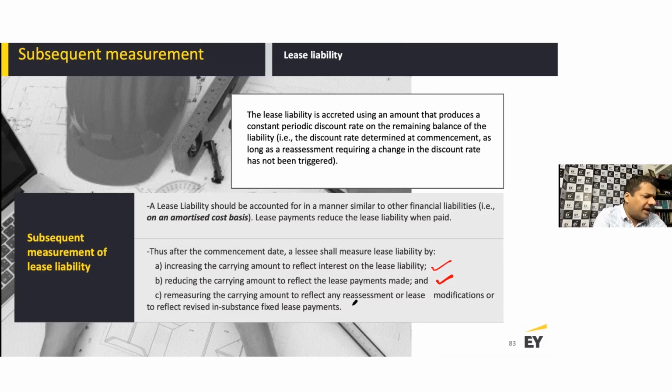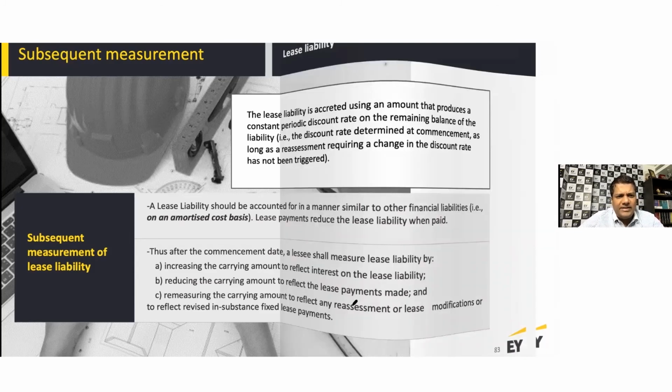And remeasure the carrying amount to reflect any reassessment or lease modification, or to reflect revised in-substance fixed lease payment. If there are any modifications or changes or triggers, then I need to revise it. Otherwise, the lease liability is simply accounted for on an amortized cost basis, okay?